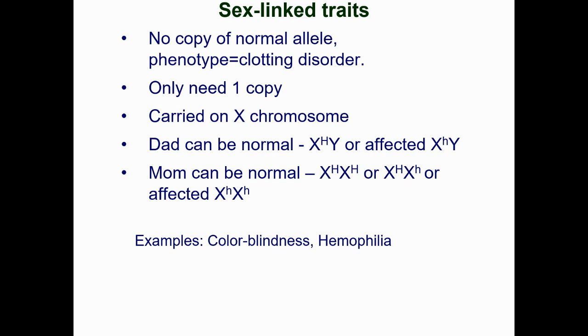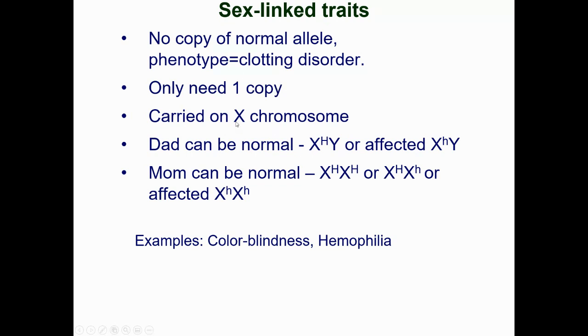Another example is sex-linked traits. Here we have a sex-linked trait for hemophilia, which is the example that I think you worked on in lab. If you have no copy of a normal allele, then your phenotype is that you have this clotting disorder. So one copy of the normal allele and you're okay.